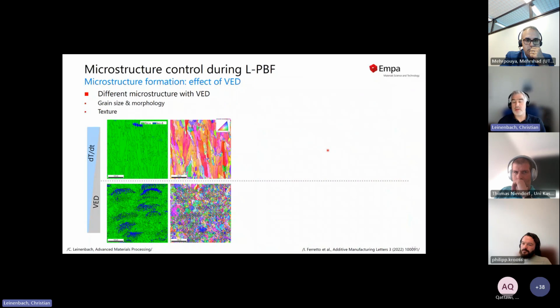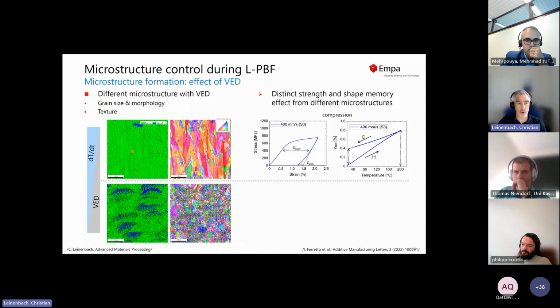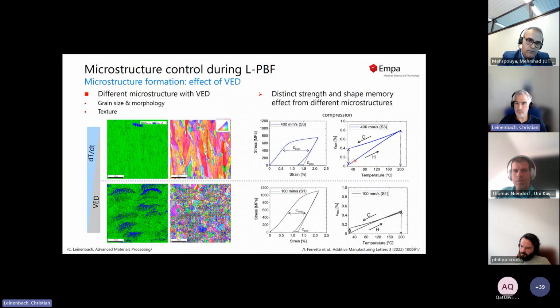This has an impact on the properties. So looking at this alloy, the one with vanadium and carbon, we see for these conditions fairly wide hysteresis curves. And this is the shape memory effect, so the free shape recovery that we observe. So it's fairly good. If we look into these conditions, there you see we have higher strength, higher yield strength. Our hysteresis becomes smaller, the pseudoelasticity becomes smaller, and the shape memory effect is less pronounced.